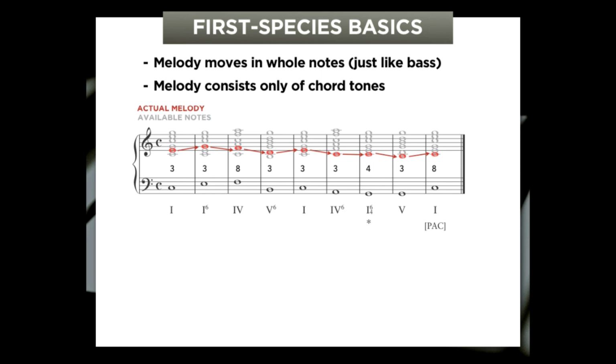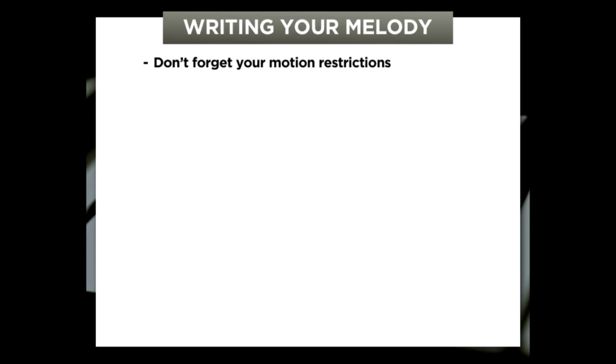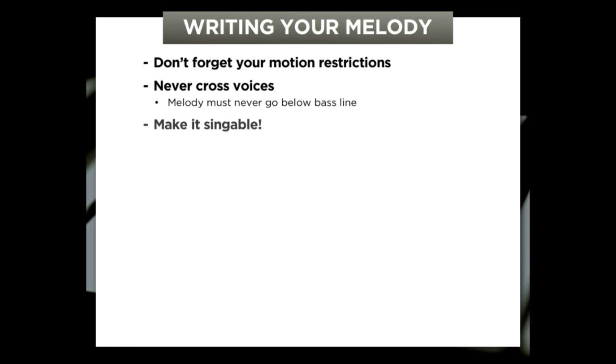One that I like as much as the first one, but that's still pretty good. So when writing your melody, in addition to using only chord tones in first species, you need to not forget your motion restrictions. You can't use parallel fifths, you can't lead a diminished fifth into a perfect fifth in similar motion, and then there's that third restriction about having the top voice leap by similar motion into a perfect interval. You can also not cross the voices. That means you can never have the melody go below the bass line. We call the bass line for a reason.